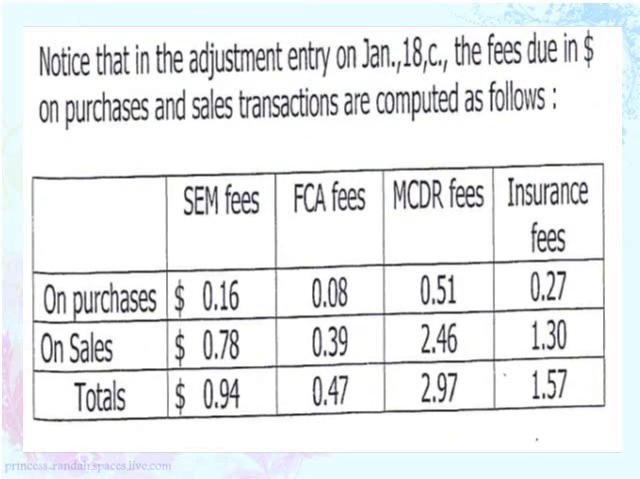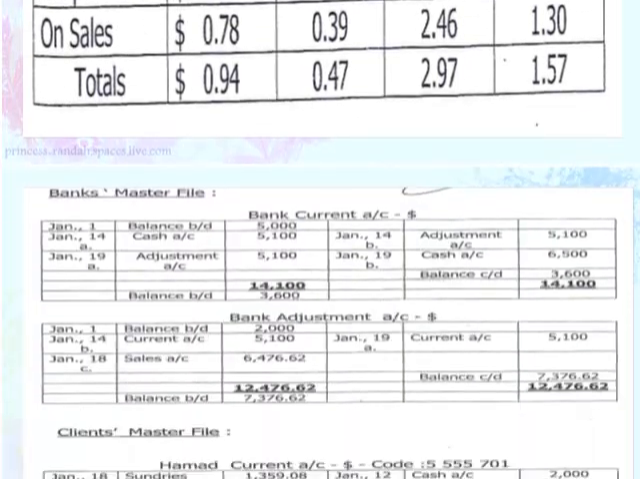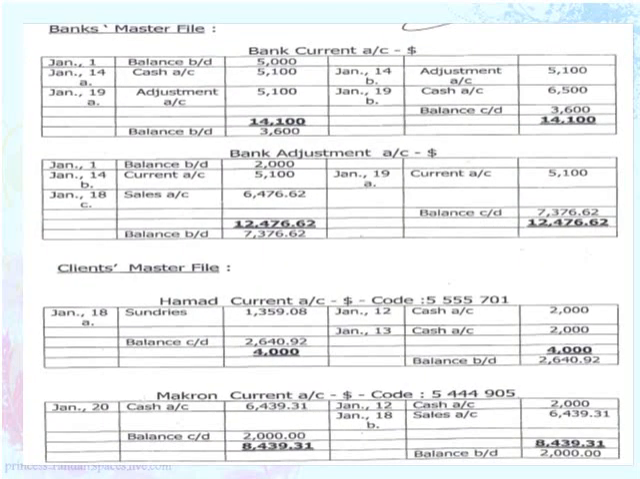This is to show you how the different fees are added up together on purchases and on sales, and the totals. These totals that you can see in the bottom row are debited in the adjustment entry. You can check that out. Then here we have ledger accounts for the bank current account.